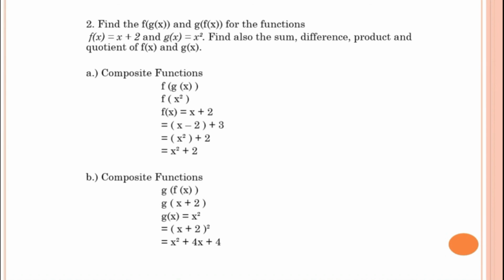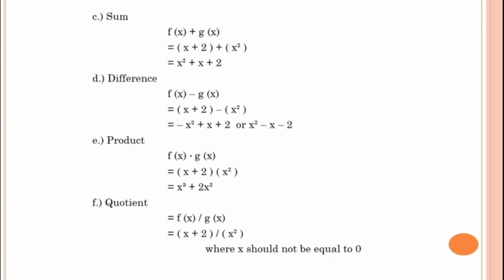Problem number 2. Find f of g of x and g of f of x for the functions f of x is equal to x plus 2 and g of x is equal to x squared. Find also the sum, difference, product, and quotient of f of x and g of x. We just need to do the same thing to solve this problem. Use the formula for composite functions to solve for f of g of x and g of f of x, and then use the four basic function operations for the rest.